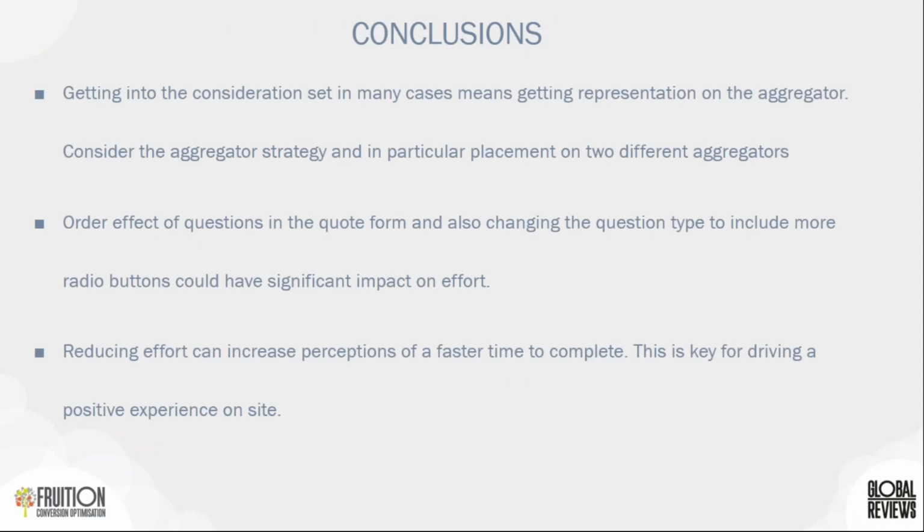So I have 3 conclusions. Getting into the consideration set in many cases means representation on the aggregator, which you will know. I'm preaching to the converted here. Consider the aggregator strategy, and in particular placement on 2 different aggregators. We know that people are using more than one aggregator. And so if they go to one aggregator and they get a different result on another aggregator, not only in terms of positioning but also in terms of promotions, that is something that needs to be looked at, because their expectation is that they're going to get the same thing across the 2.